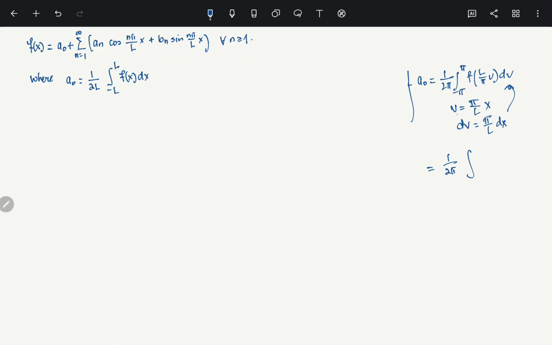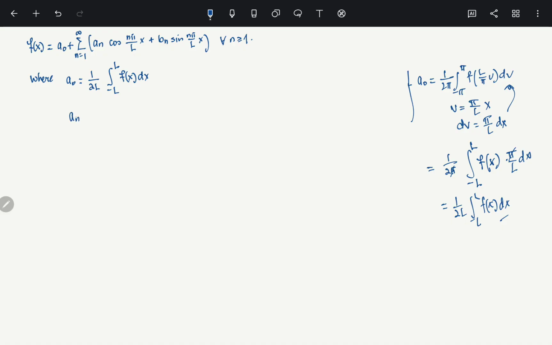So when v is minus pi, L is minus x. So it becomes minus L to L, and then this f becomes f of x, right? And then this dv becomes pi by L times dx. So you see this pi and pi get cancelled out, so it becomes 1 by 2L, integral from minus L to L of f of x dx. And similarly for the other a naught, an and bn, you can actually do it.